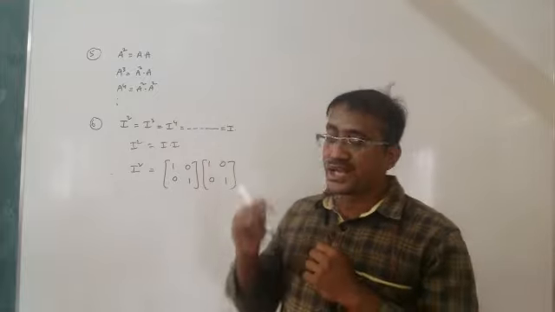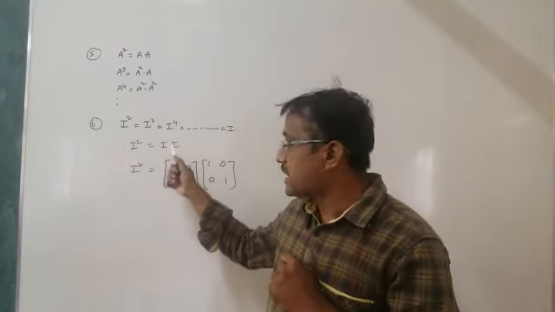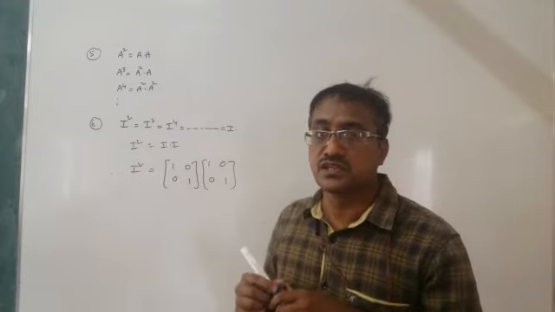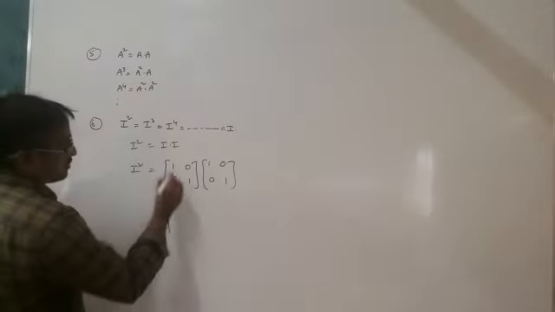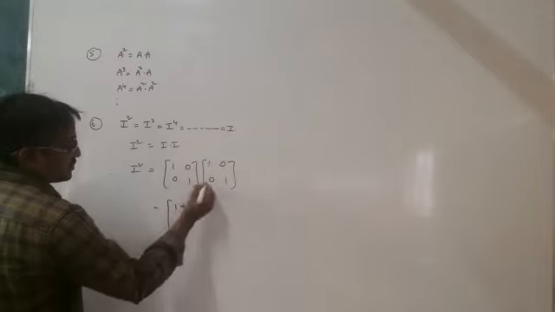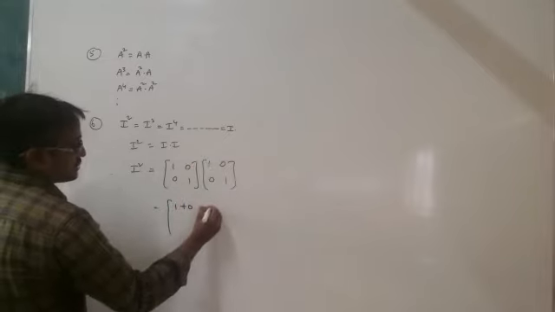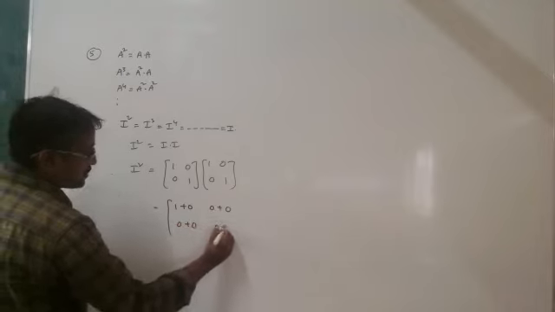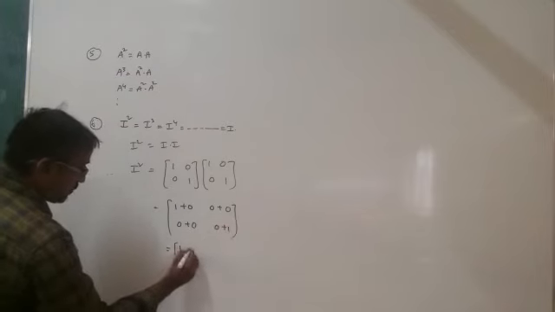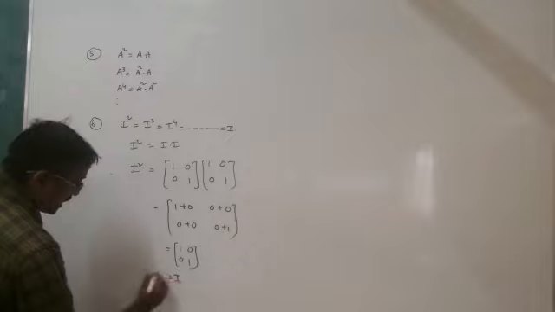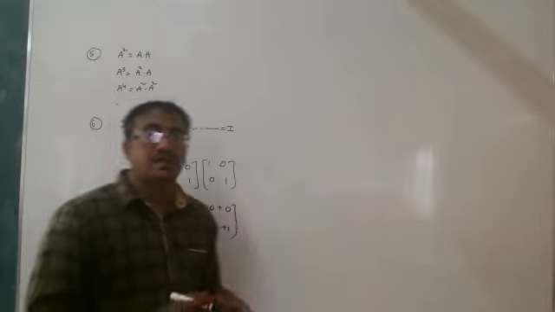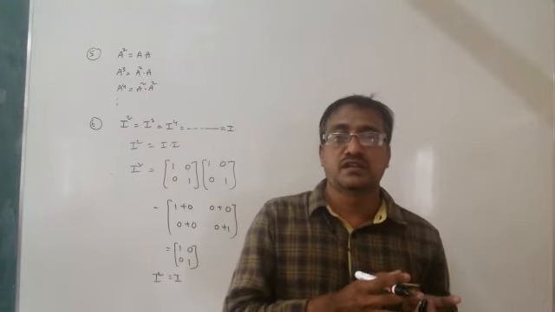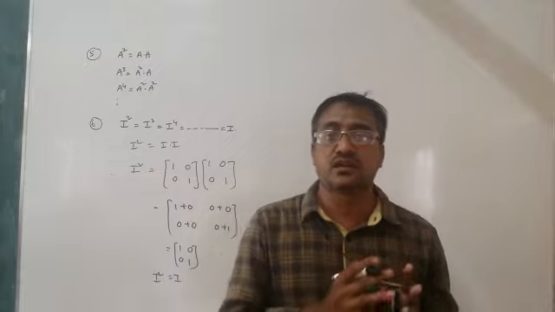Now let us consider I square. So I square will be I into I. That is 1 0 0 1 into matrix 1 0 0 1. So you will get 1 into 1 plus 0 into 0, 1 into 0 plus 0 into 1, and so on. So again you will get 1 0 0 1, that is I. So I square is equal to I, I power 4 is also I. So for any positive integer n, I power n is equal to I. Very important.